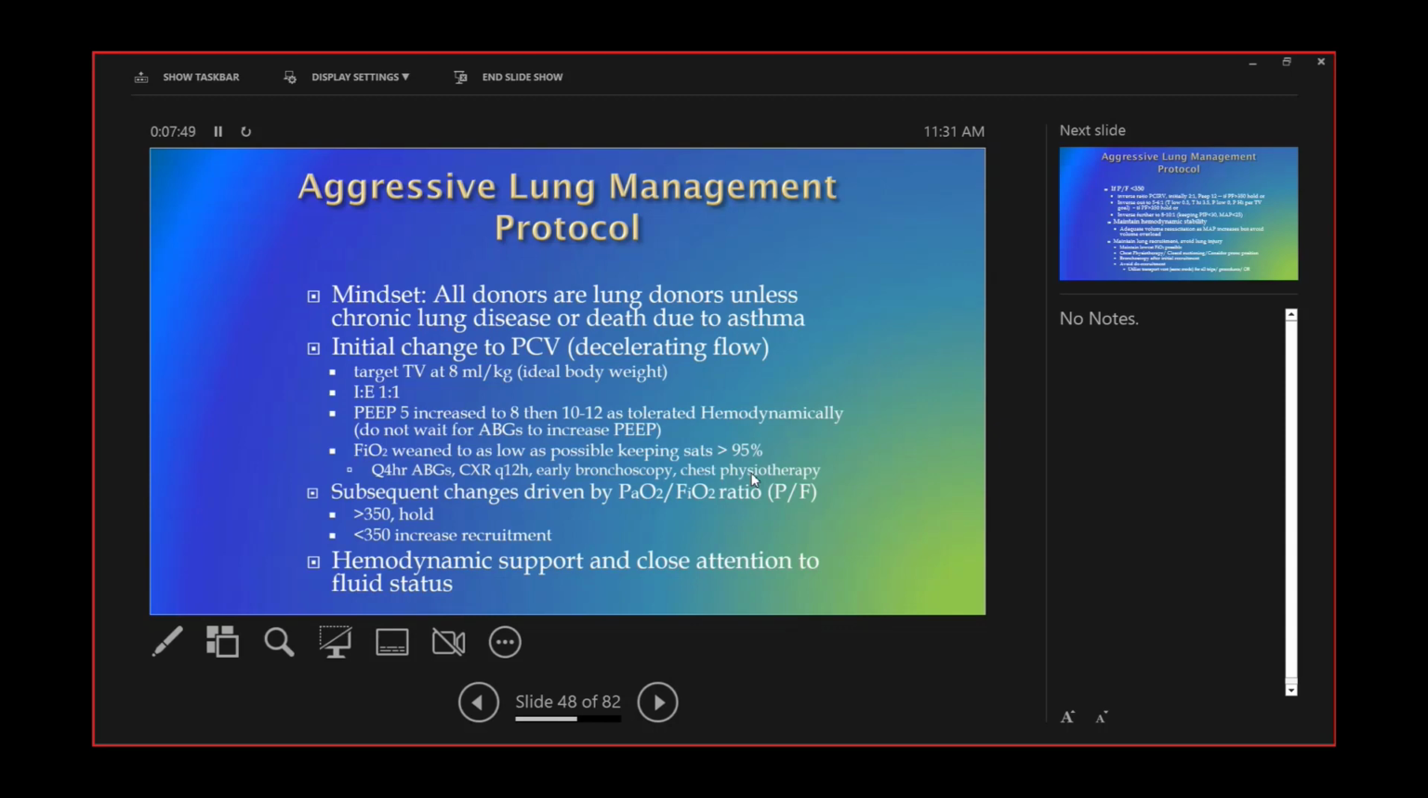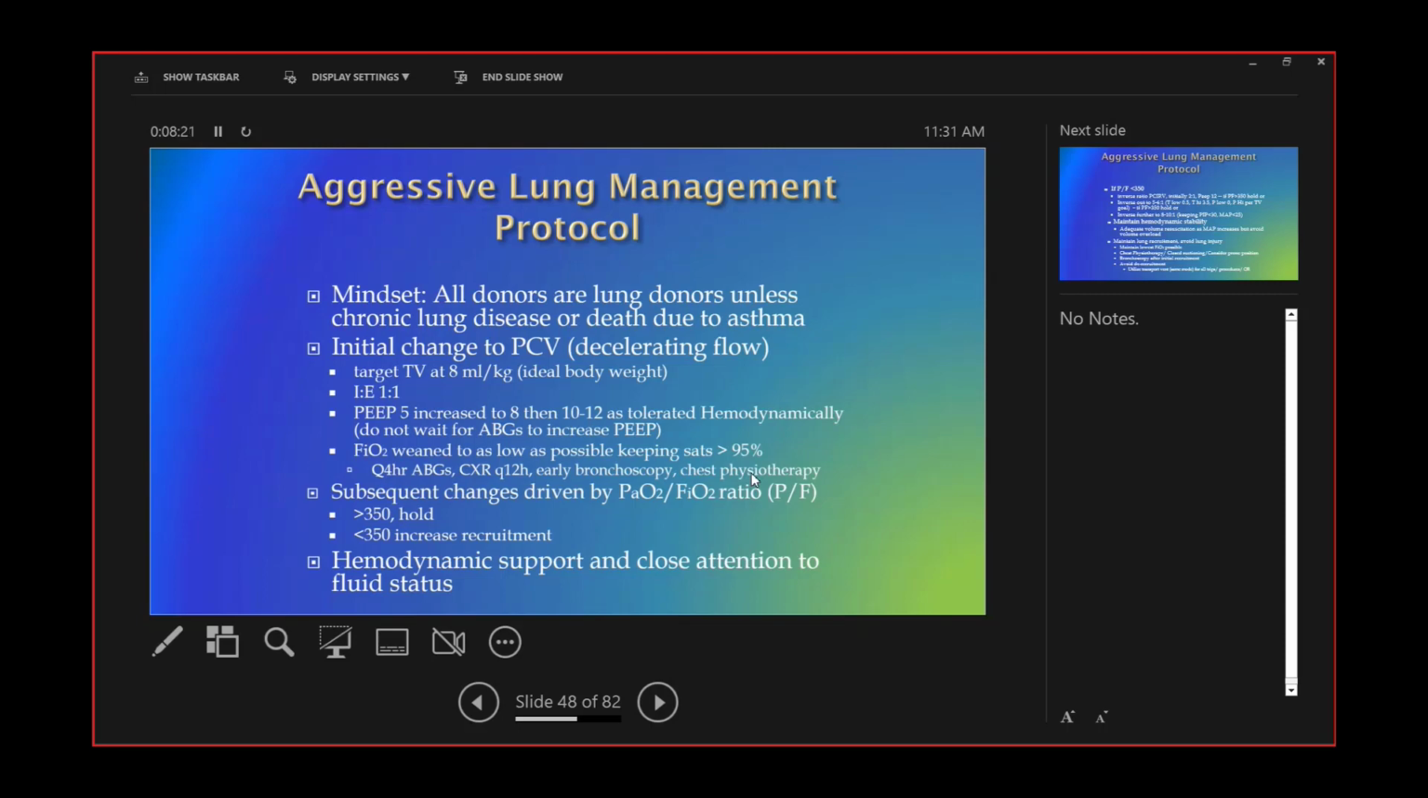And then we do blood gases every 4 hours, chest x-ray every 12, early and repeated bronchs as needed. And then we do our chest physiotherapy. Any subsequent changes are driven by our PF ratios. Our goal is if it's greater than 350, we hold where we are. If it's not greater than 350, then we continue our recruitment. We pay close attention to our hemodynamic stability. If we need to give a little extra volume, we do. We know that when we raise their mean airway pressure up to 20 or 22, they're going to need more volume. We just know that.